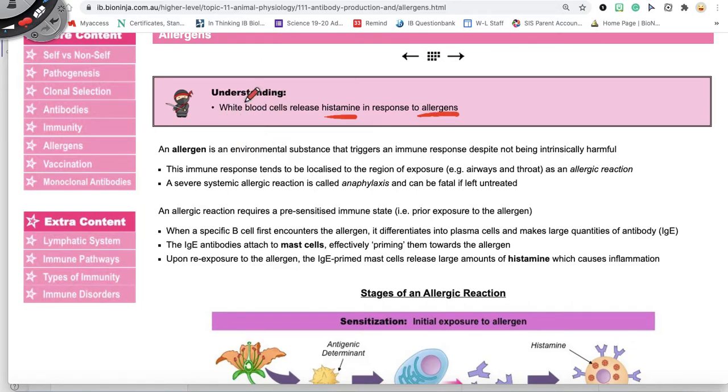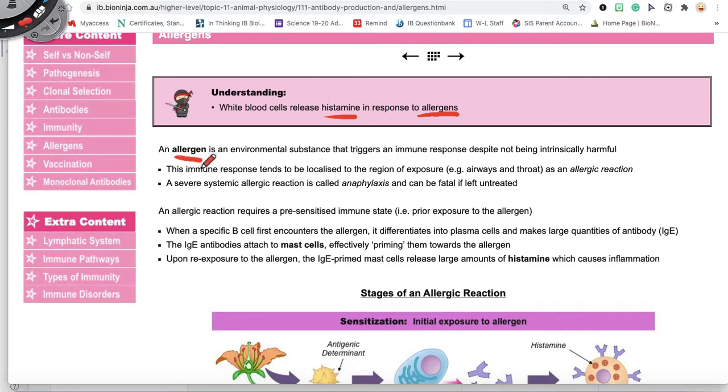Remember that I've told you before that there are different white blood cells, right? Last time we only talked about particular leukocytes like macrophages. Today we're going to talk about different ones.